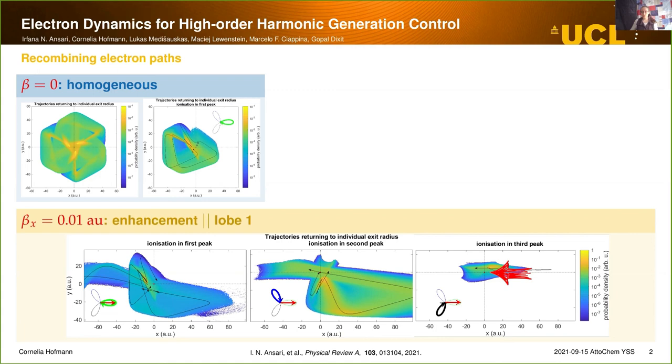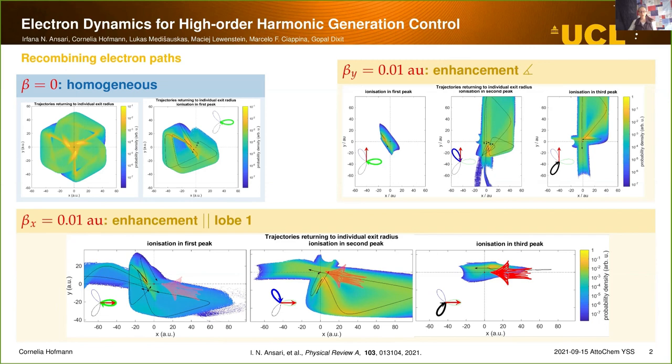On the other hand, electrons which are ionized in one of the other lobes, only those paths which take two-thirds or three-thirds of the fundamental period come back from the same enhanced direction and thus have a weak probability of contributing to a higher energy in the radiation.